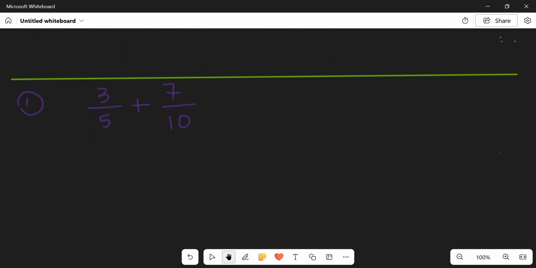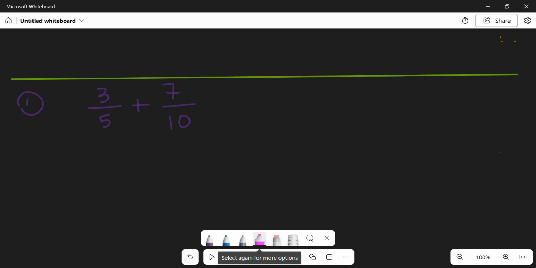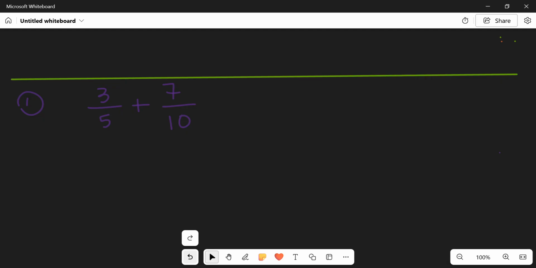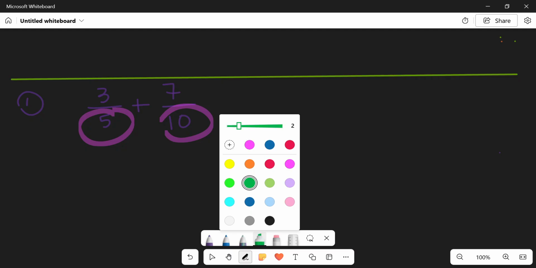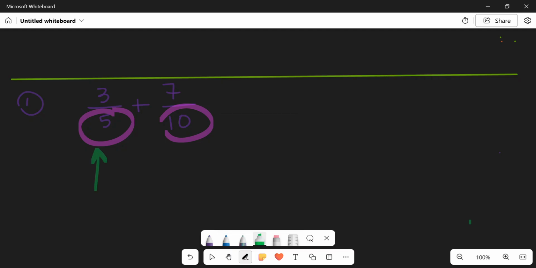I told you in the previous examples that you need to check the denominators, but here, what are the denominators? Yes, what are the denominators? It's a 5 and this one is 10. So they both are different numbers. So how are you going to make them same? See here, 5 and 10, they both are the products of 5 times table. Can you make this 5 into 10?